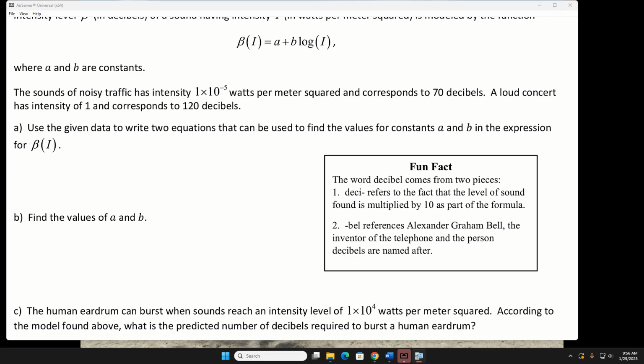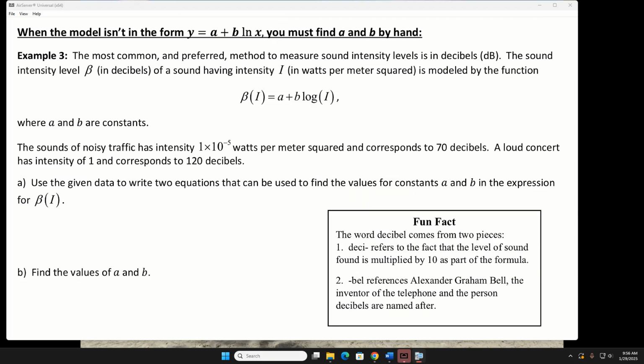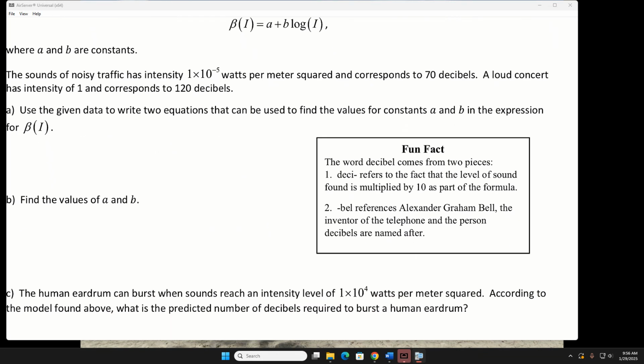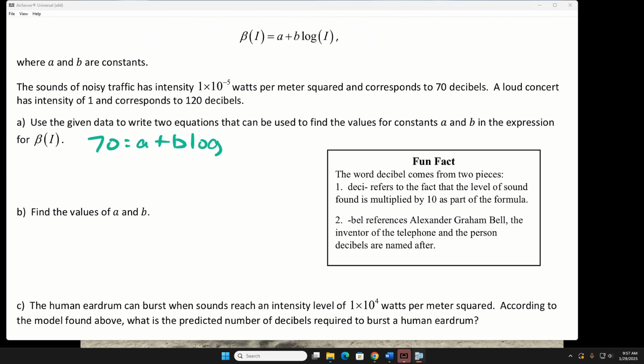So what am I going to put in for beta of I? The decibels or the watts? We're going to put in the decibels. So this beta gives you decibels. So that's going to be 70 equals A plus B log. And then in the place of I for intensity, we're going to do 1 times 10 to the negative 5.